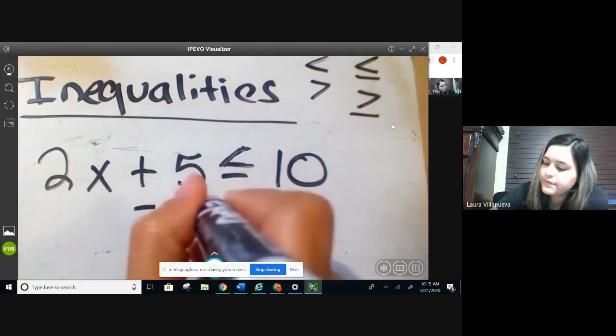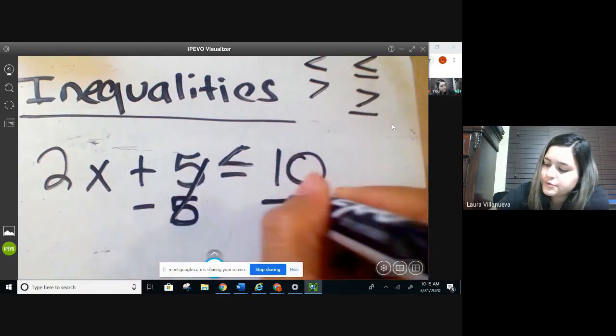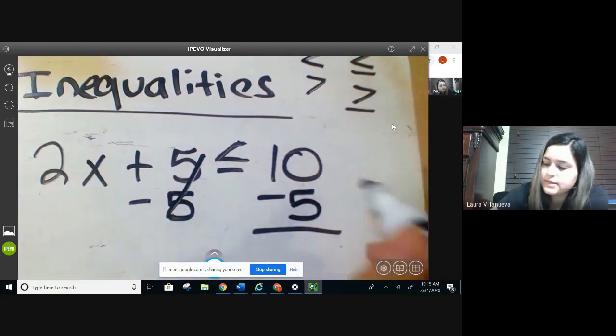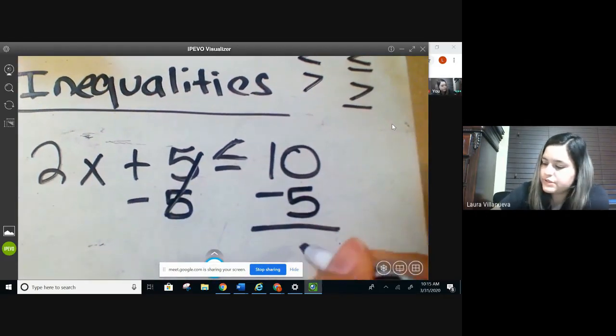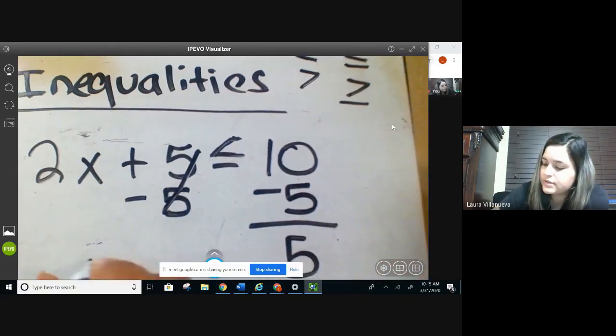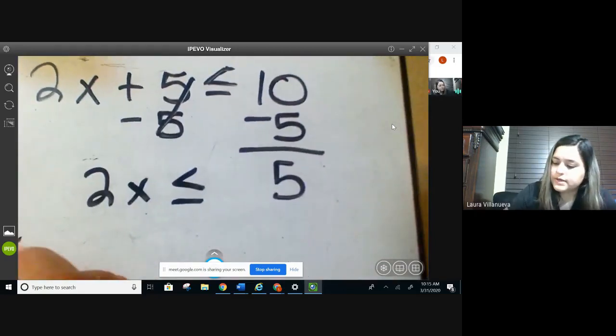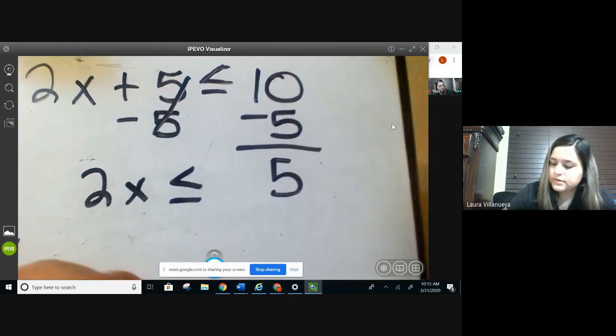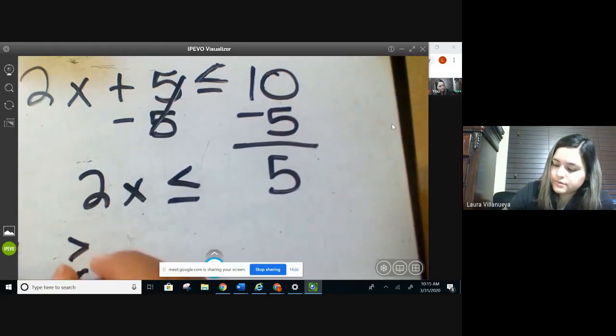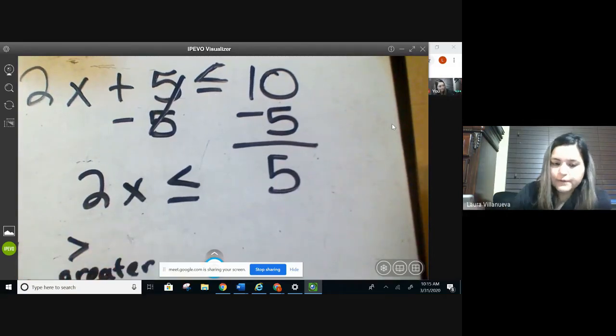So I'm gonna move the 5. I'm gonna subtract, and that's 10 minus 5, which is 5. And then you have 2x is less than or equal to 5. Right? If it looks like an L, this is less. If it's the other one, it's greater. Okay?